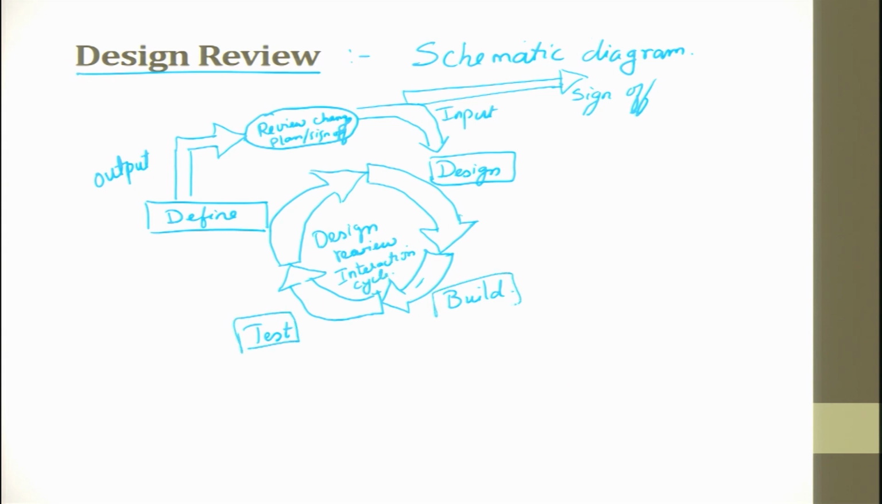You have four stages: define, design, build, test. This keeps on going iteratively. The defined output is reviewed, and changes have to be made. If the reviews are all okay, then it gets to sign off, that is, the design is final. If it is not so, it comes back to design, then it reiterates and keeps going. So, it is a continuous cycle, and the design process always says there is scope for improvement.